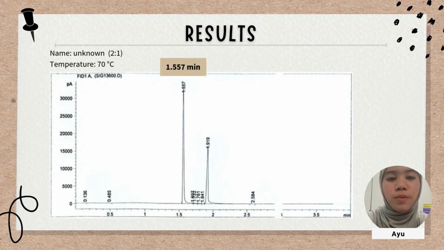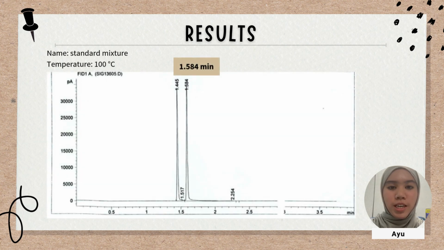Next, the chromatogram represents the unknown sample with a 2:1 ratio. Two peaks are observed at retention times similar to those of 2-propanol and N-butanol. Based on the peak height and area, the peak at around 1.56 minutes is larger, indicating that 2-propanol is a major component in the unknown sample.